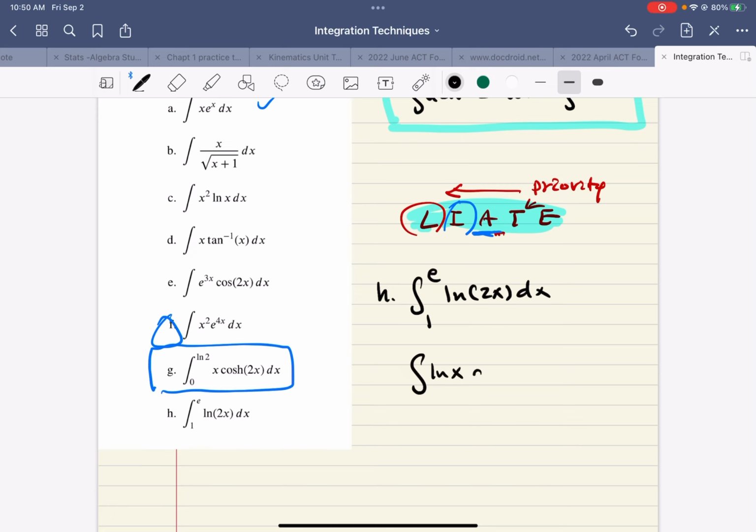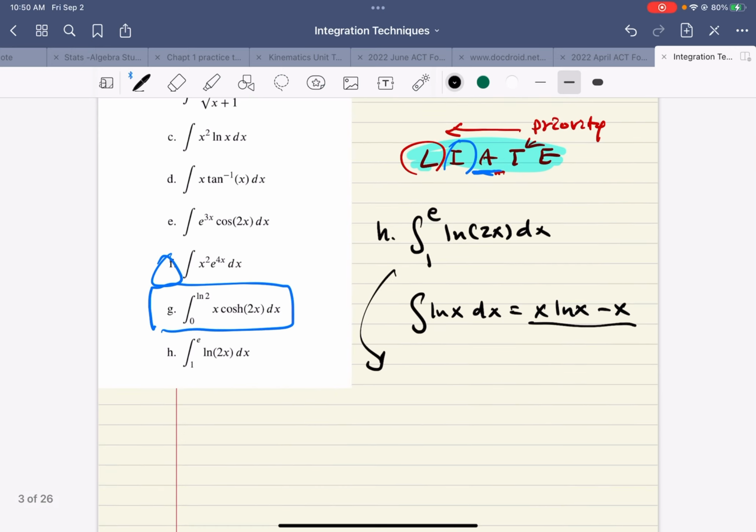Ln x dx is x ln x minus x. Okay, but this formula is coming from integration by parts anyway. So let's do it this way, just integration by parts. Then what is u? U is ln. What is dv? dv is 1 dx. So 1 is a part of also arithmetic, so logarithm has more priority. So u is ln 2x.